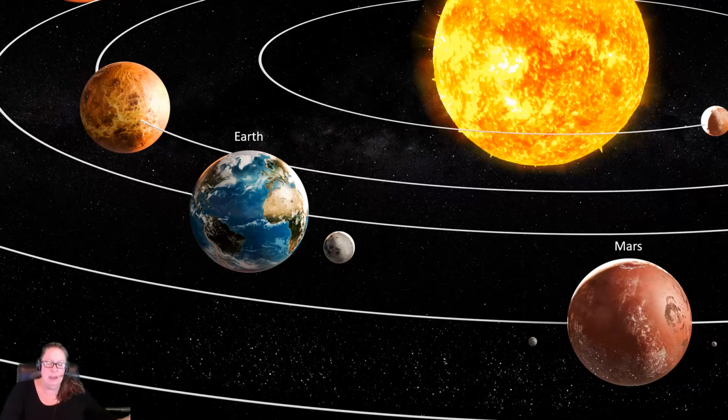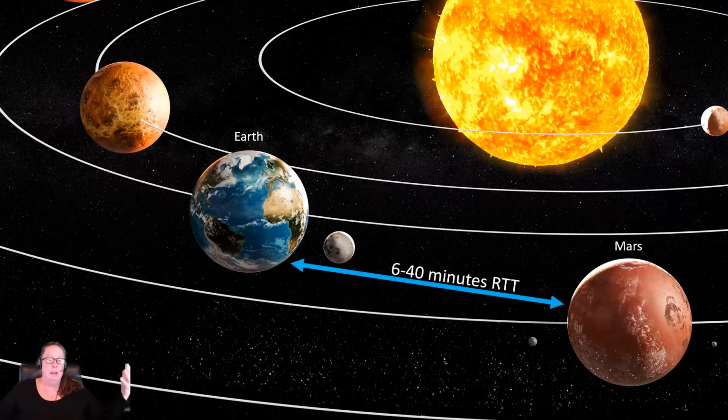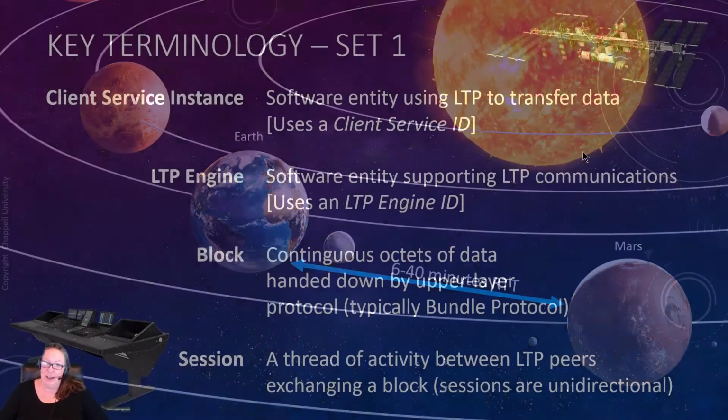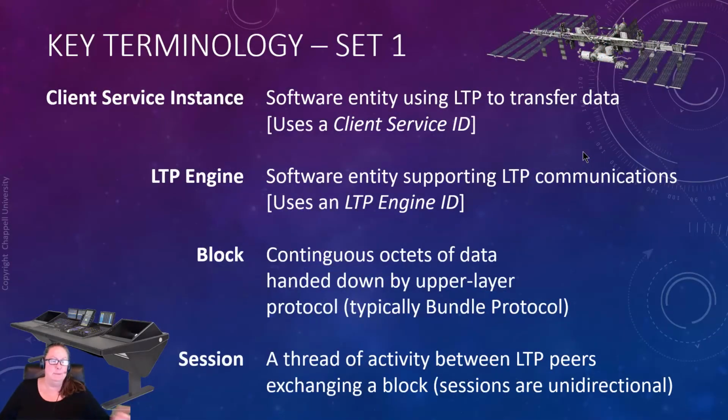So back to this idea of large round-trip times. If we look at the round-trip times between Earth and Mars, that round-trip time can range between 6 and 40 minutes. So we've got definitely something a little higher than your typical internet-based round-trip times. So we're going to start with some key terminology here. I have several sets of key terms.